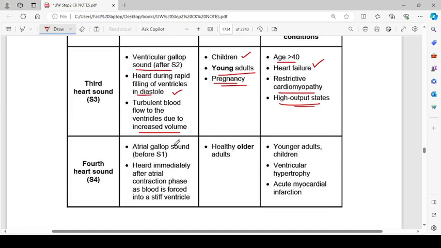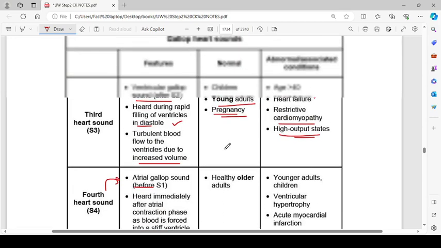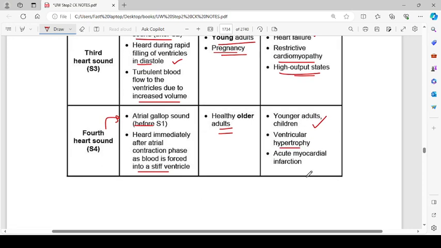Fourth heart sound is S4. So atrial gallop sound, it comes before S1. It is heard immediately after the atrial contraction phase as the blood is forced into a stiff ventricle. It is normally present in healthy older adults, and it is considered an abnormal sound in younger adults and children, in people with ventricular hypertrophy and people with acute myocardial infarction.